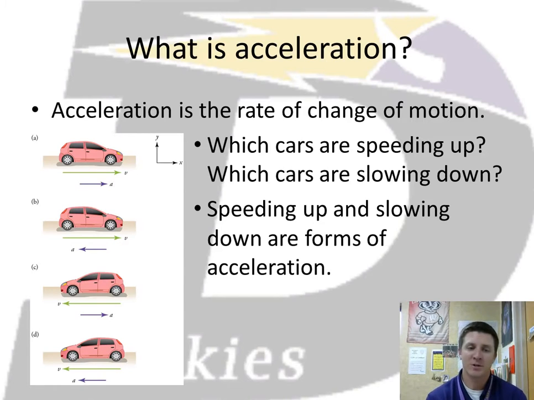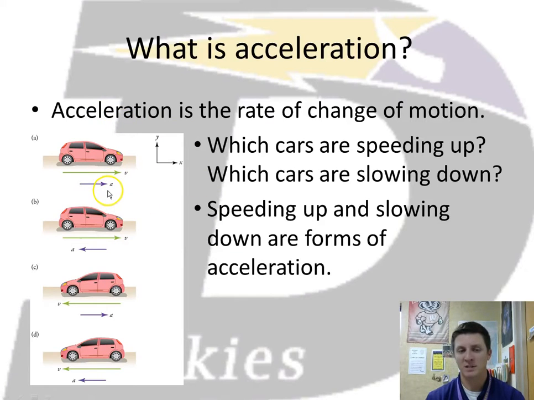So here we have a picture of 4 different scenarios of a car, and we have an arrow indicating the object's velocity and then also the object's acceleration. So my question is, which cars are speeding up, which cars are slowing down? Because speeding up and slowing down are forms of acceleration. So if we look here at the first car, letter A, velocity and acceleration are going in the same direction. Obviously, the arrow length indicates that they're not the same value, but we're not concerned about the quantitative value right now. We are concerned about whether or not it's speeding up or slowing down.